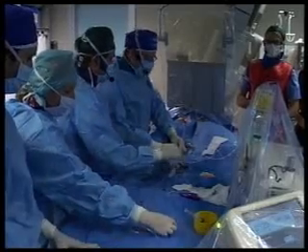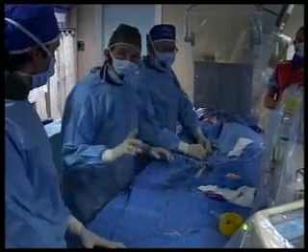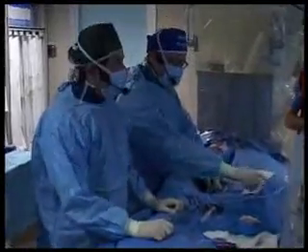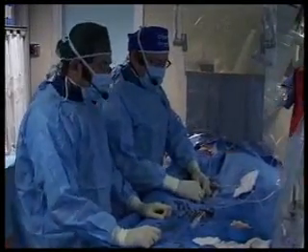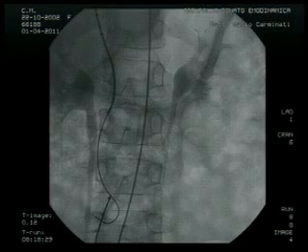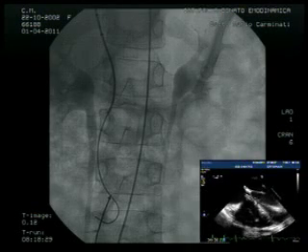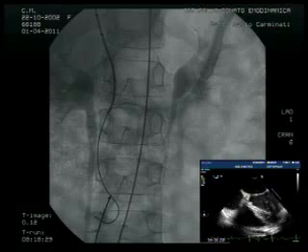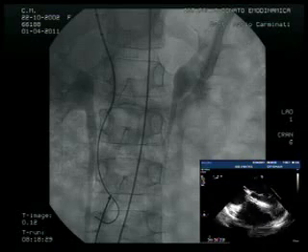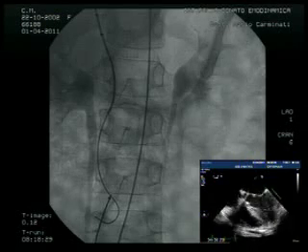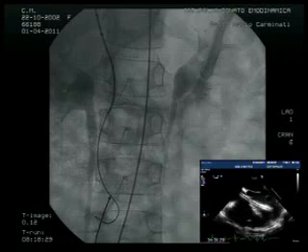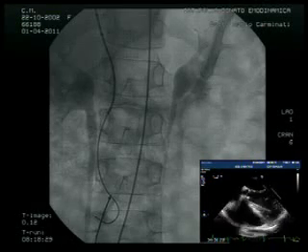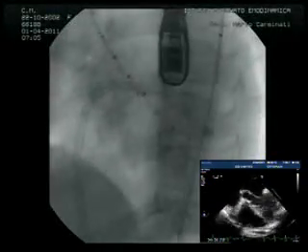Okay, we will want to have fluoro and echo simultaneous pictures, please. Which do you want, fluoro large or echo large? It doesn't make any difference. I guess fluoro large is what we use. Fluoro large. Okay, here we go.